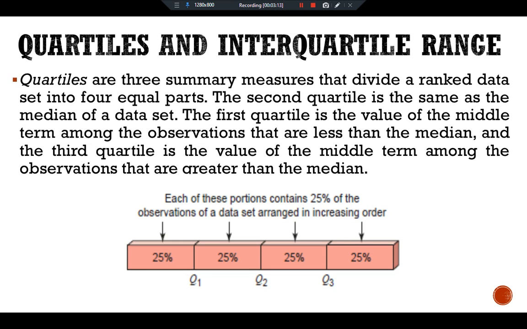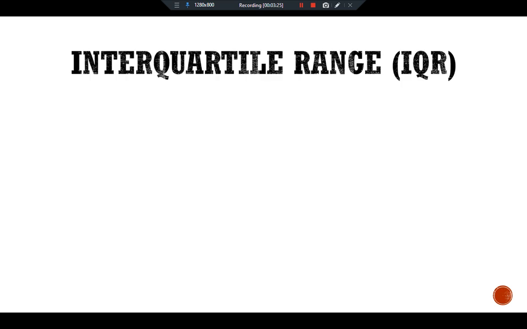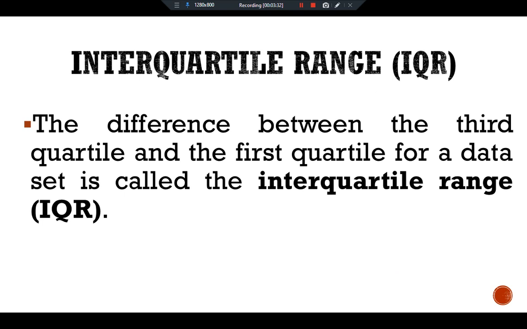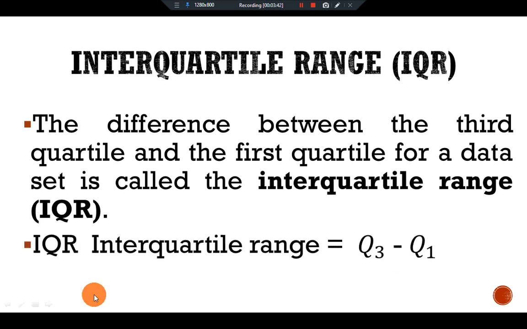The difference between the third quartile and the first quartile for the data set is normally called the interquartile range. So let me give you the formula for the interquartile range, that is IQR. The difference between the third quartile and the first quartile for a data set is called the interquartile range, that is IQR equals Q3 minus Q1.